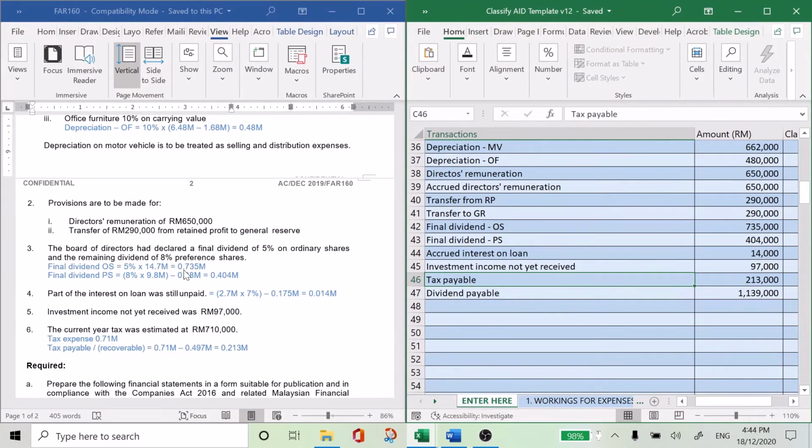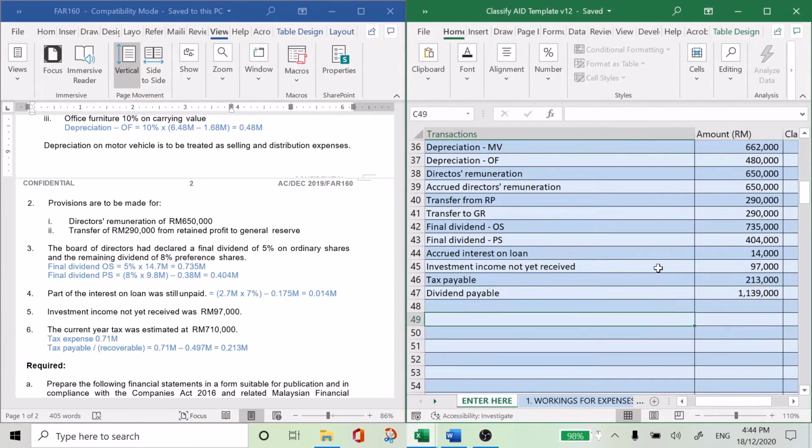For final dividend, usually the final dividend is declared at the end of the year, where the payment of the dividend will be made in the following year. When you declare, it becomes your liability. When the business declares, it is their liability to make a payment to the shareholders. So the amount that we recognized here will be recognized as dividend payable also.